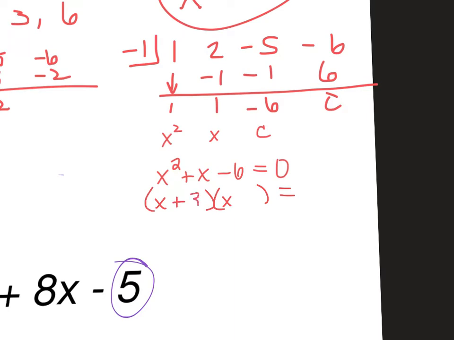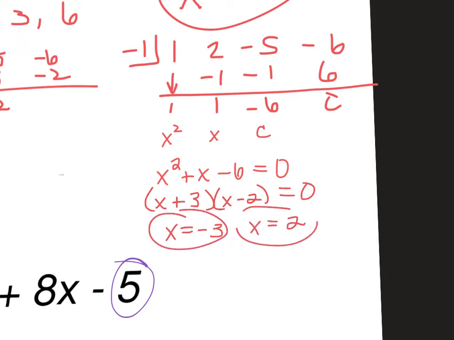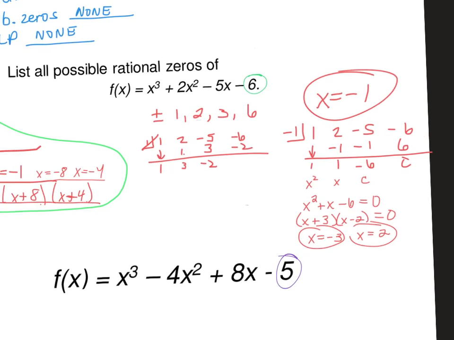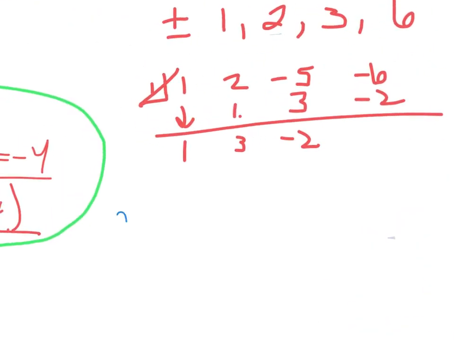Perfect. +3, -2. So you have x equals -3 and x equals +2. At the beginning, I look at my problem and I say, okay, I started off with x cubed, so how many zeros should I have? 3.